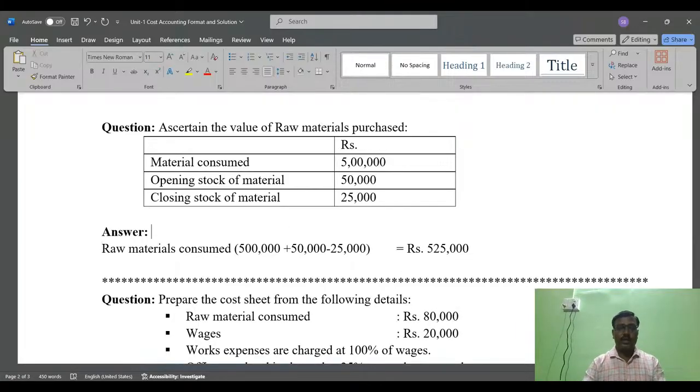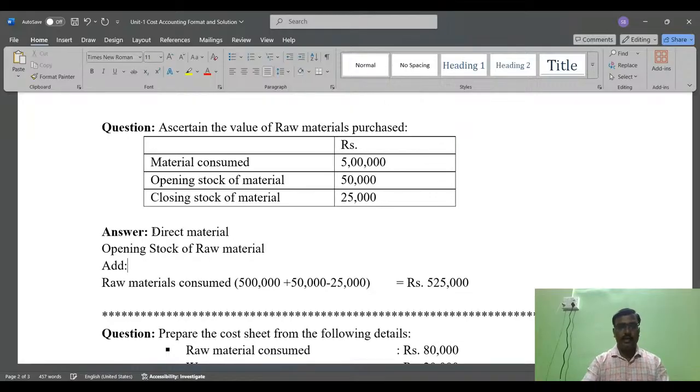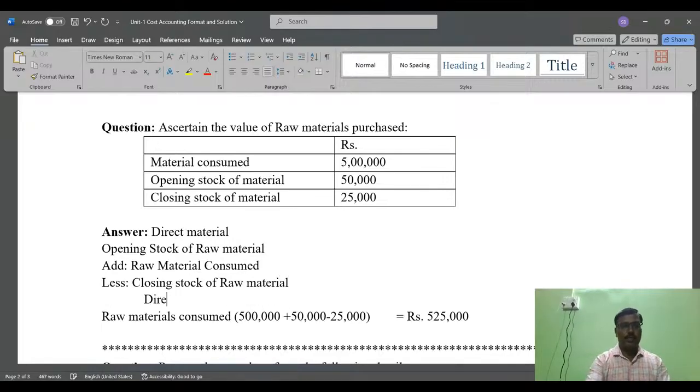How can we calculate direct material? The format is: opening stock of raw material, to that we add raw material consumed, and from that we deduct the closing stock of raw material. We could then find the amount of direct material.